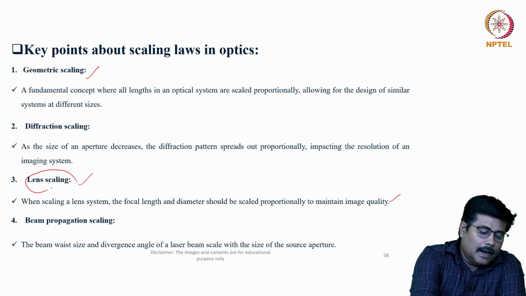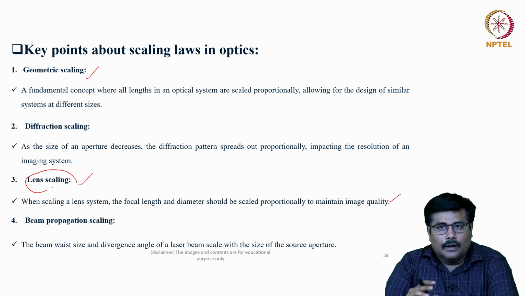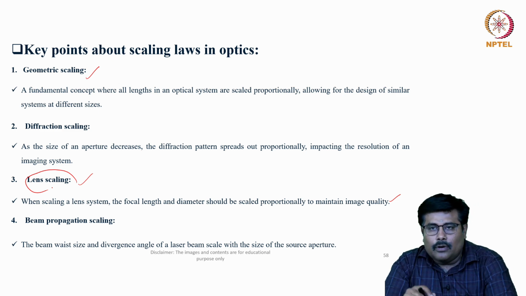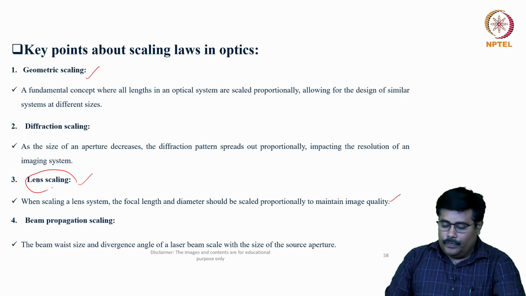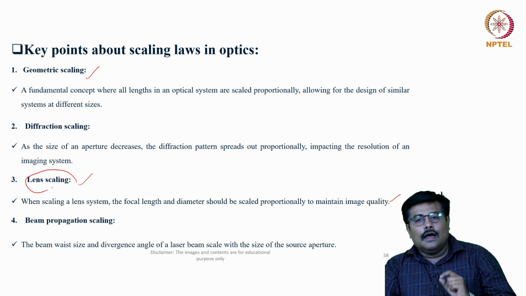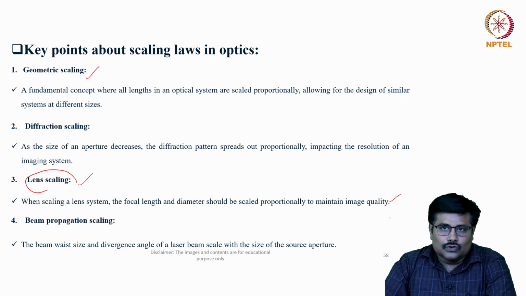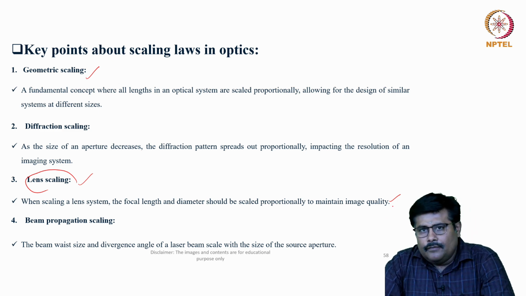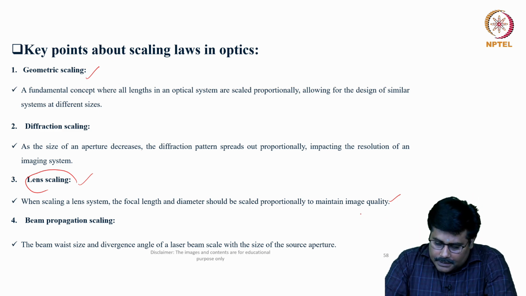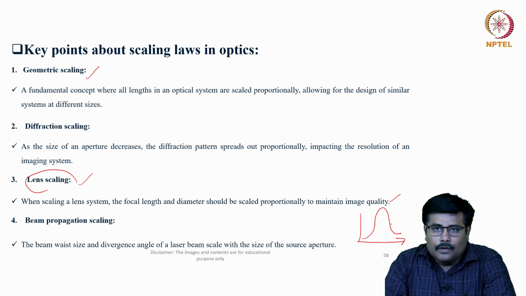So this is where exactly these lens scaling will try to have an impact. Now when we discuss this beam propagation scaling, if you look into a beam propagation, we have a beam wave size and the divergence angle of a laser beam which scale with the size of the source of the aperture. So ideally, the conventional configuration of a beam is represented in the form of a Gaussian beam profile.